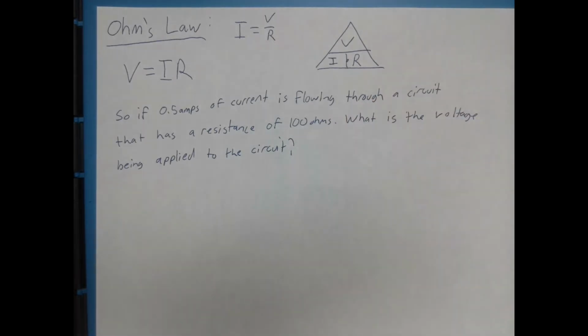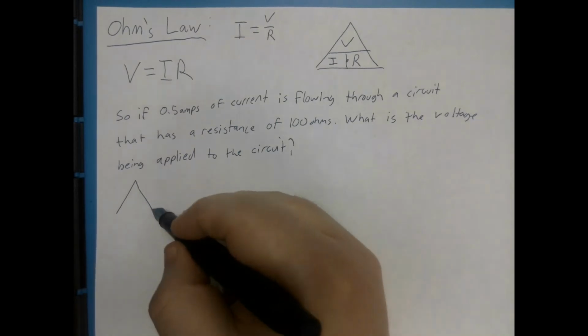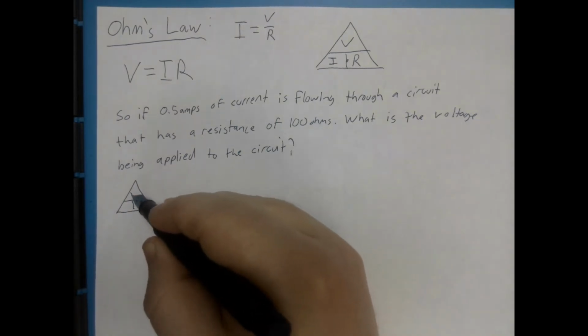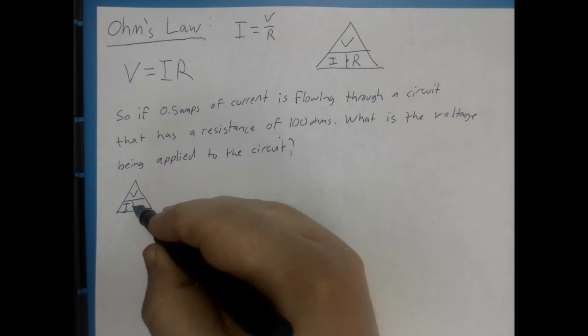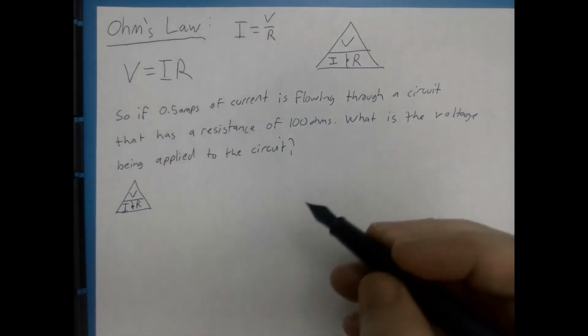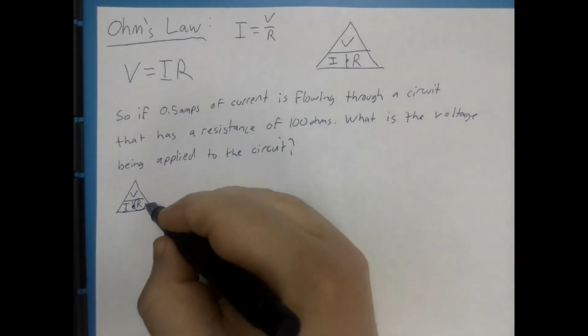What is the voltage being applied to the circuit? So if 0.5 amps or half an amp of current is flowing through a circuit that has a resistance of 100 ohms, what is the voltage being applied to the circuit? So we begin with our triangle. Voltage is equal to current times resistance.